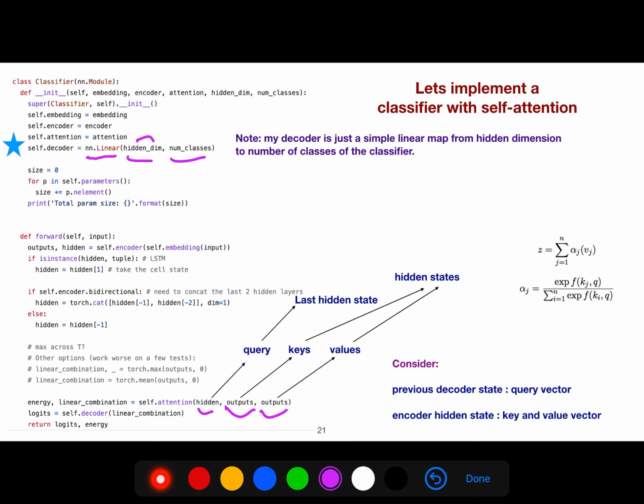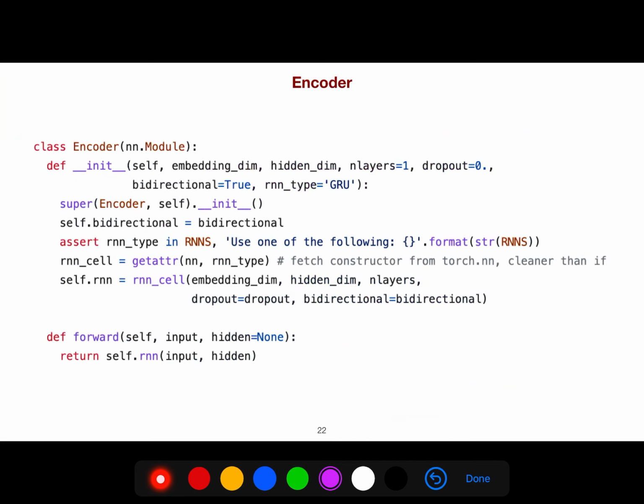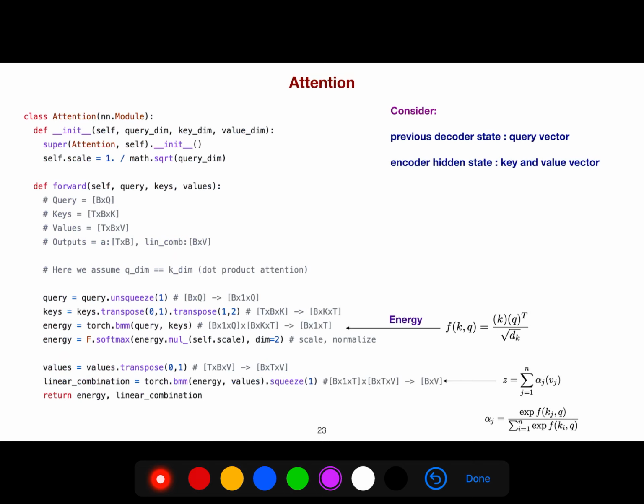And using this, we can consider the previous decoder state as a query vector, and the encoder hidden state as key and value vectors. So your attention is just this linear combination, and this is also called the energy. And torch.bmm, BMM means batch matrix multiplication. We always use this when you want to multiply some matrices.